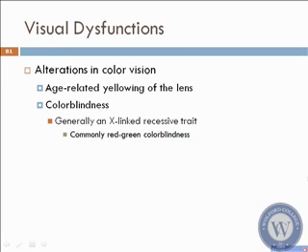Visual dysfunctions look at alterations in color vision. Men tend to be much more color blind than women because it's generally an X-linked recessive trait, and men only have one X gene. They have an XY versus women have two X's, so usually men are the ones that get color blindness. The most common is red-green color blindness.